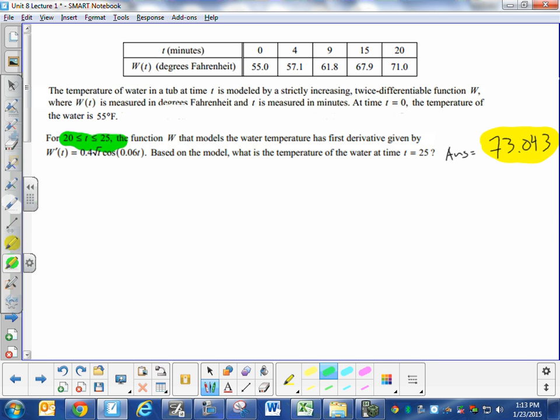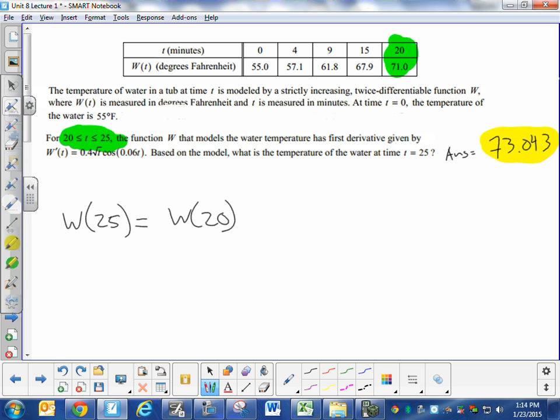To find W of 25, that would be W at some initial value plus the change, which is the area under the derivative. Well, you have W prime. The key is this W prime only works for t greater than 20, less than 25. So you would not use that the initial temperature is 55. That is misleading. You'd use the temperature at time 20 is 71. You'd say W at 25 is equal to W at 20 plus the change, which is the area under W prime.